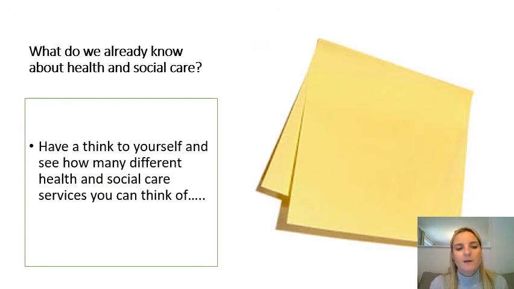So what I want you to do is have a think to yourself in just 30 seconds and see how many different health and social care services you can think of. When we're talking about services, we're talking about the places that you go. So this could be, for example, a GP surgery or the dentist's surgery. What I don't want you to write down is different professionals, so the people that are involved in health and social care. I just want you to write down the services, so the places that you can go to get help for health and social care services. Okay, so 30 seconds.